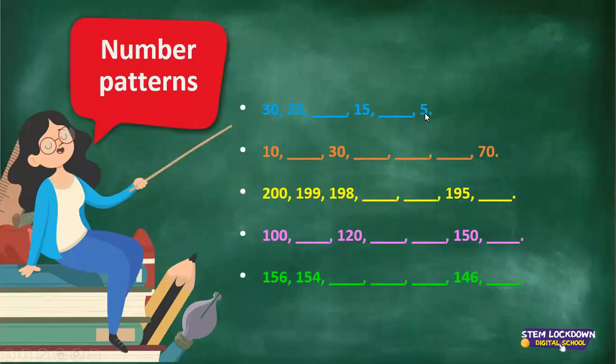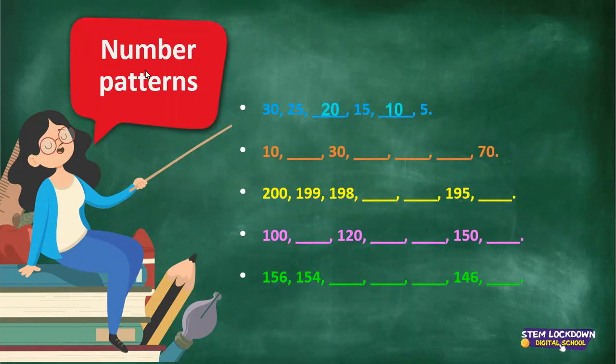Oh, I see. It's actually counting in 5s. Can you see? But we're going backwards starting at 30. So let's do 30. Go back to 25, then it's 20, 15, 10, and then 5.